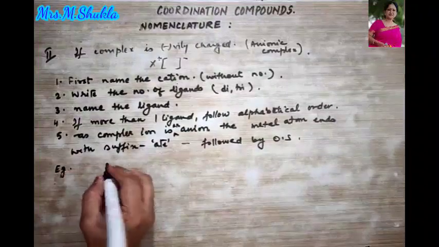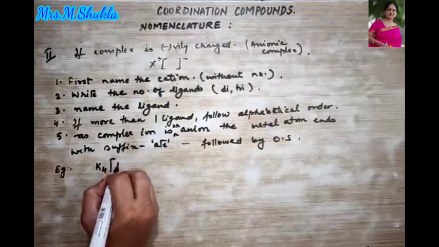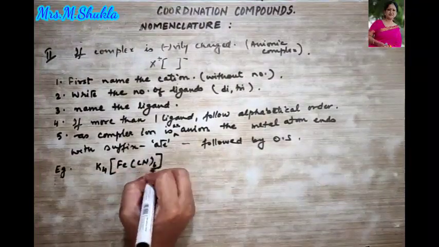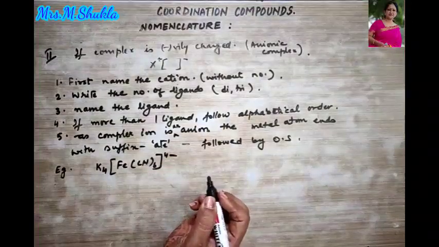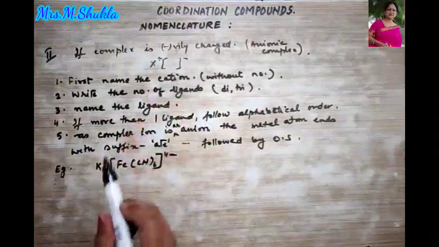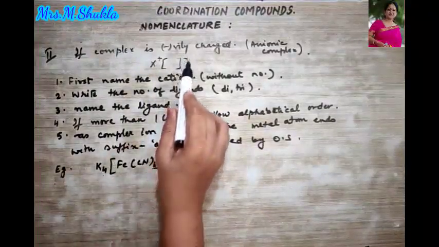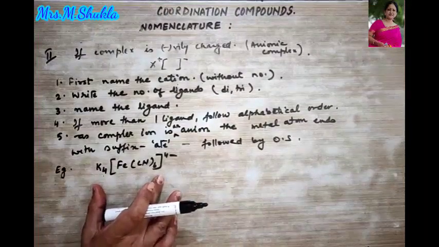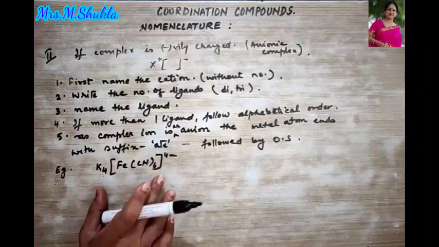Let's take an example like K4[Fe(CN)6]. The charge is 4 minus. Now compare this with the earlier plus, then the bracket with a minus sign. So this is an indication that it is an anionic complex. I hope this is clear. Now let us name it.